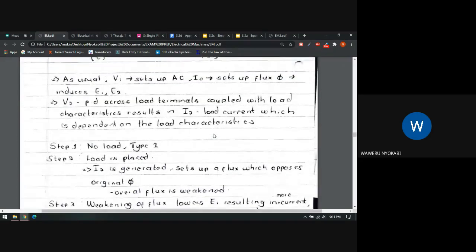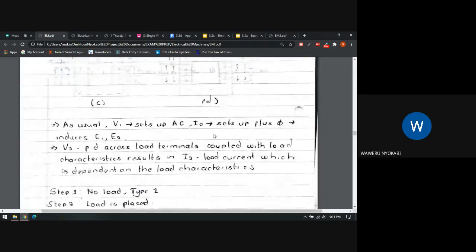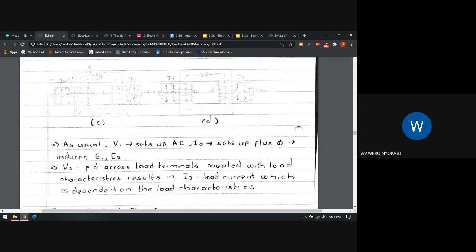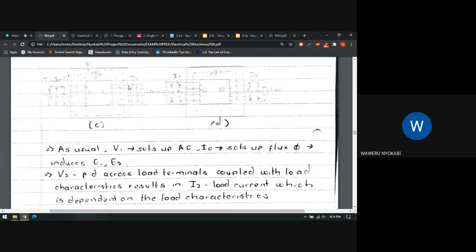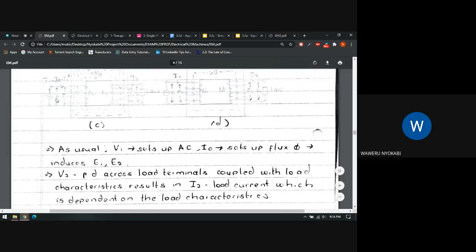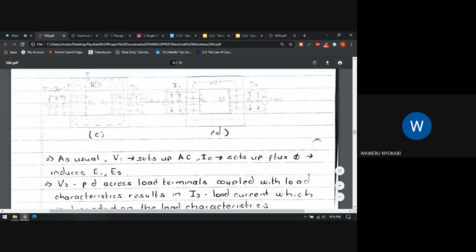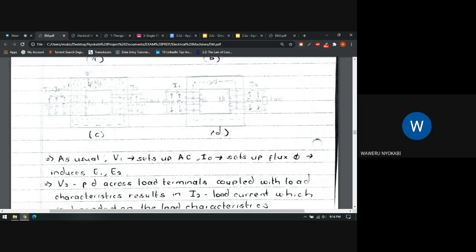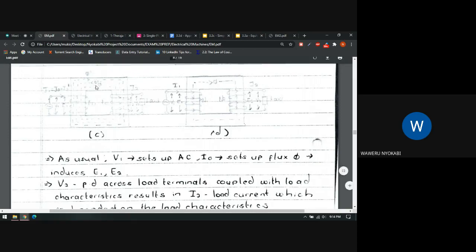That current I2 will now, you remember there's a flux set up by I0 initially. So I2 will now set up another flux. I don't know if you can see. There's a flux that's opposing the initial flux. And because it's opposing it, overall it reduces the total flux.